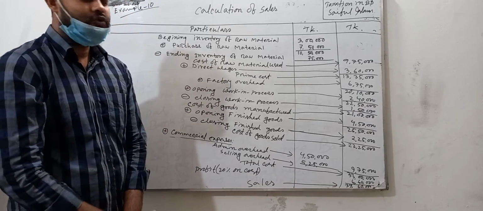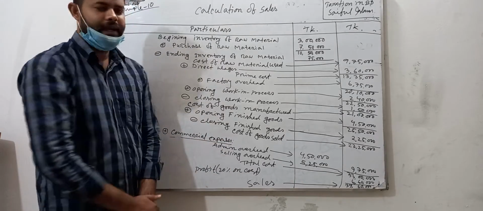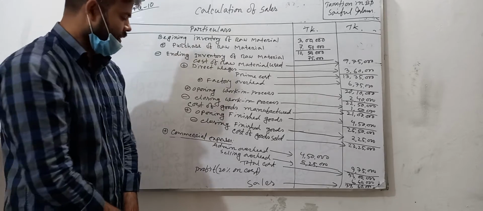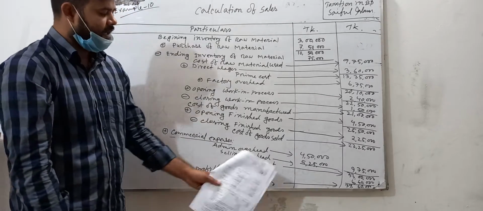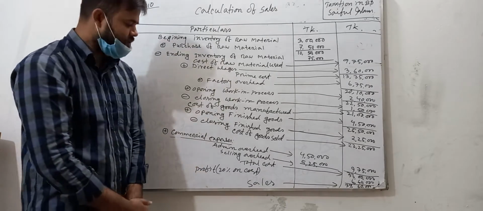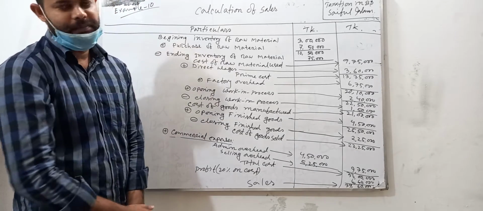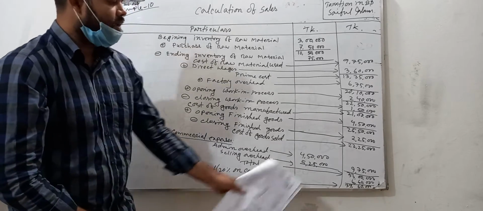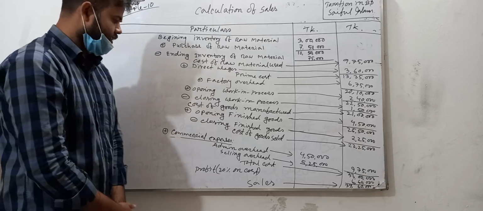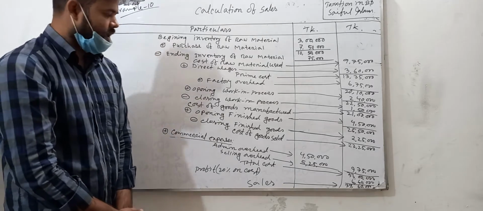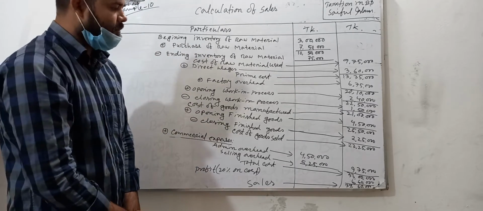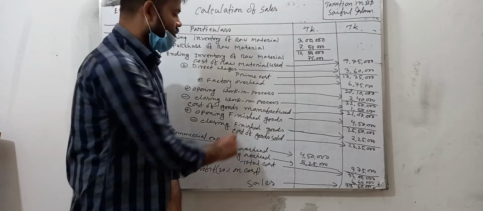Commercial expense is of two types. One is admin overhead and the other is selling overhead. Given in the question, there are admin overhead 4,50,000 and selling overhead 5,25,000. Total 9,75,000. It is commercial expense. And we will add commercial expense with cost of goods sold.